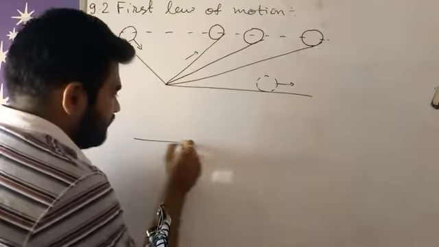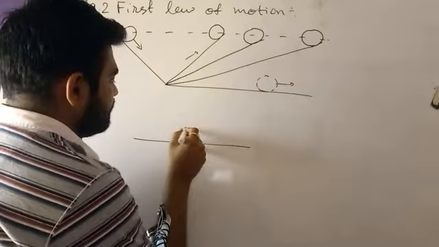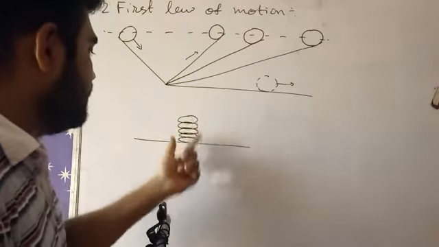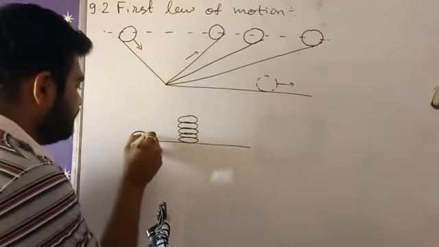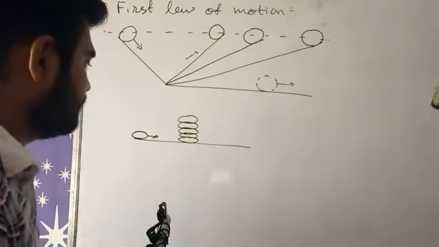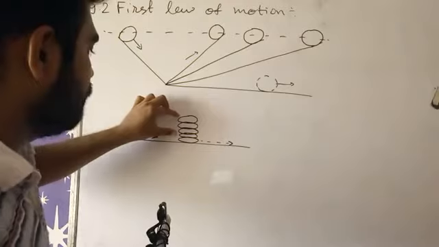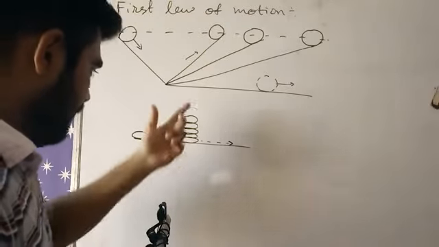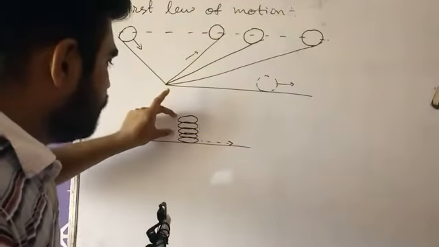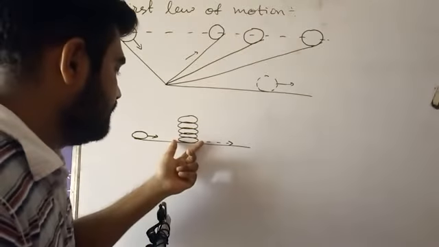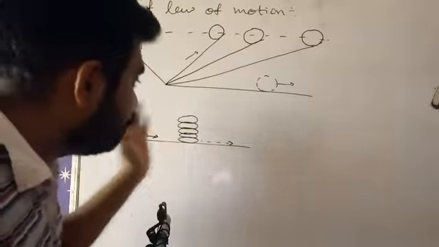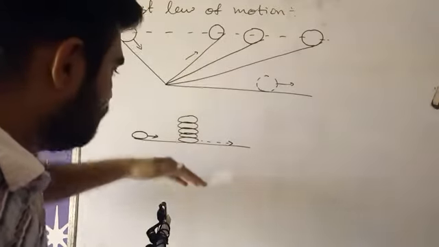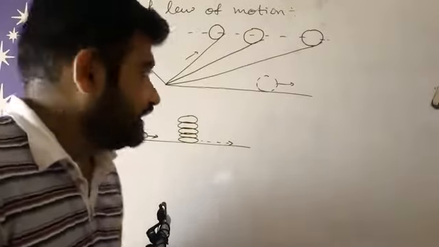If we are playing carrom, in carrom we stack these coins, right? With the striker, if we give force to the bottom coin, what happens? That bottom coin moves further, but all the other coins just stay in that position, settling downward. What is the reason for that? The reason is they want to stay in their inertia position. They don't want to move. See, their base is moving so they should all move, but they don't want to move because of inertia. That's why they just settle downward and only the bottom coin moves further. So that is the first law of motion.